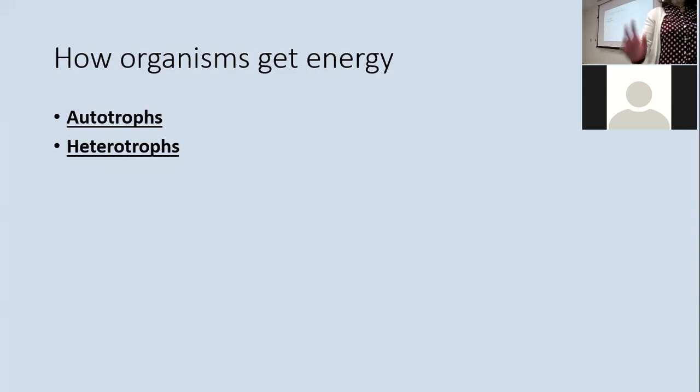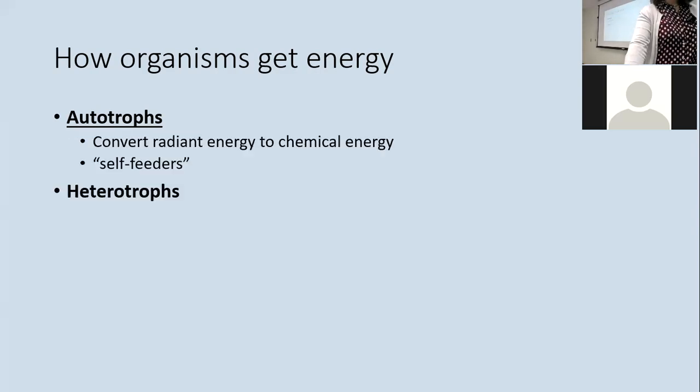In eukaryotes, autotrophs are going to be your plants, algae, etc. These are things that photosynthesize, that are using radiant photon energy. And they can take that light radiant energy and convert it into chemical potential energy. They can actually convert it into stored energy in molecules like glucose.